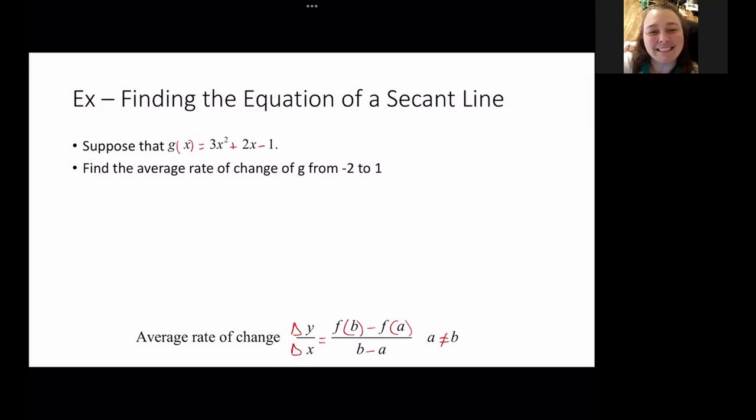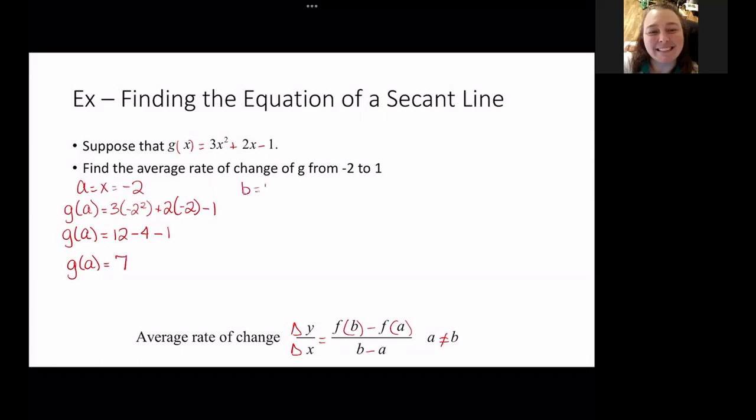Okay. Let's say a equals x equals negative 2. G of a equals 3 times negative 2 squared plus 2 times negative 2 minus 1. Negative 2 squared is positive 4. Positive 4 times 3 is positive 12. Negative 2 times positive 2 is a negative 4, minus 1. G of a equals 12 minus 4 is 8, minus 1 is 7.